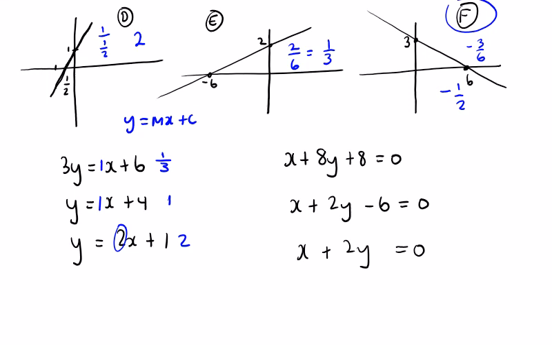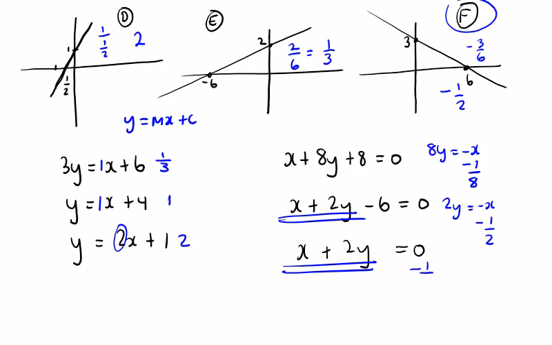The slope here, we're going to bring x across. So we're going to have 8y equals minus x. The constant doesn't matter. So it's going to be minus 1 over 8 for this one. This one we're going to have 2y equals minus x. So minus 1 over 2. We divide by 2. And actually you can see here, this one is the same. So this is negative 1 over 2 as well.